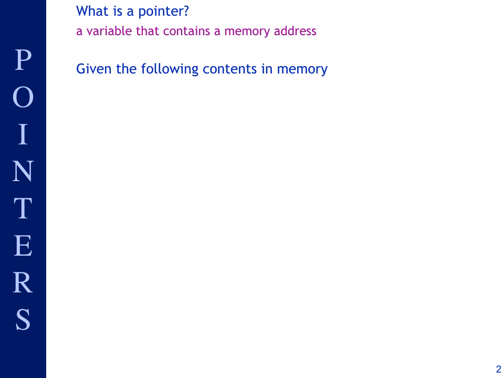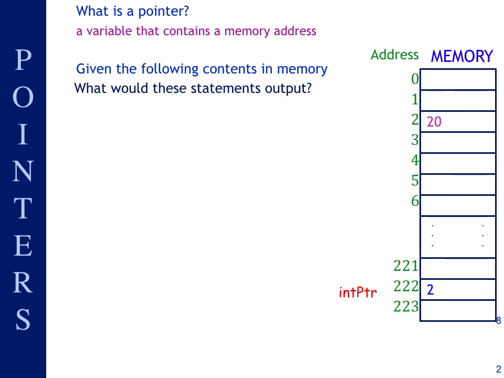Given the following memory content, let's get some questions answered. So here's the memory content on the right, where it shows the address locations and the content of memory. So we have 2, address 2, we have 20, address 222, we have a 2, and that's an integer pointer. So if we cout the content of int ptr, what do we output? It's whatever is inside of that, which will be a memory address. In this case, it has 2.